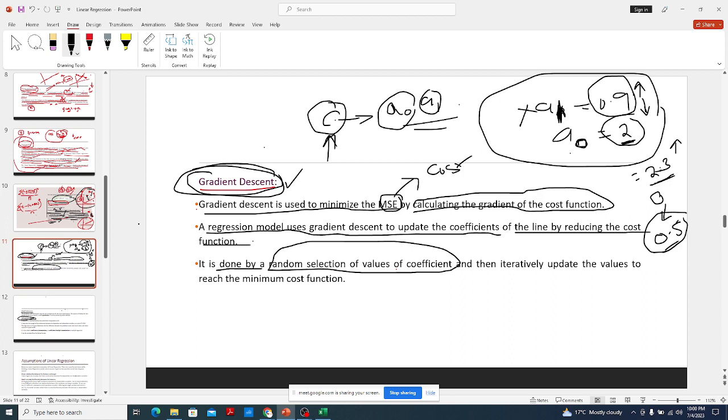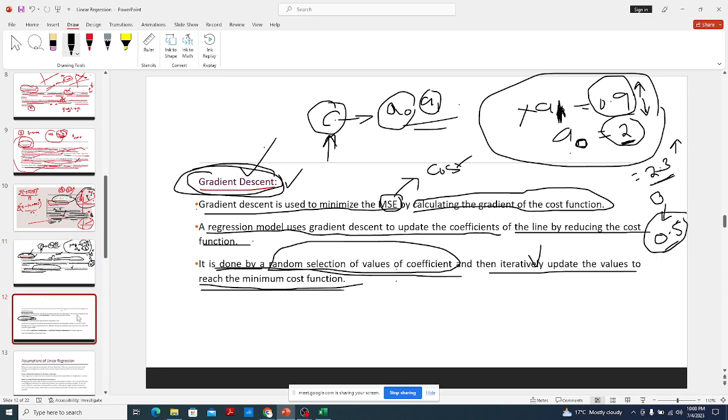That's why we are saying that gradient descent is done by randomly selecting the values of coefficients and then iteratively updating the values to reach the minimum cost function. Then with that, we'll be able to also optimize our model.